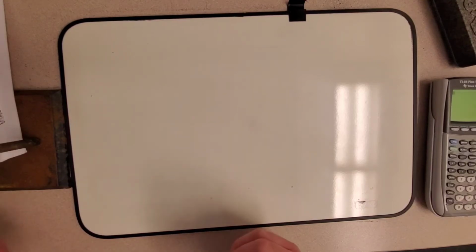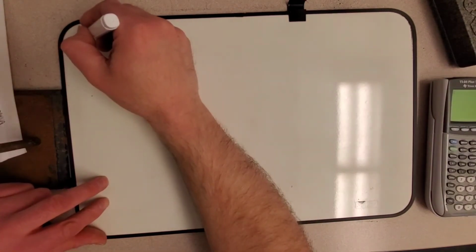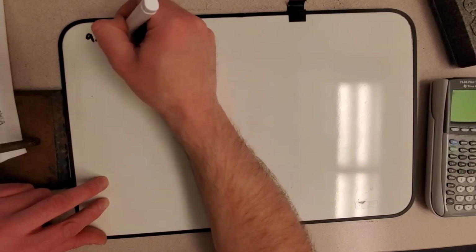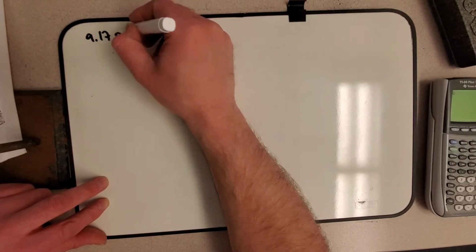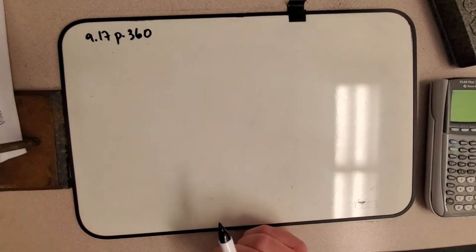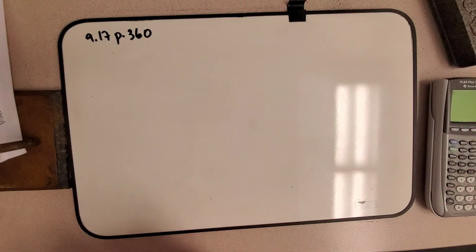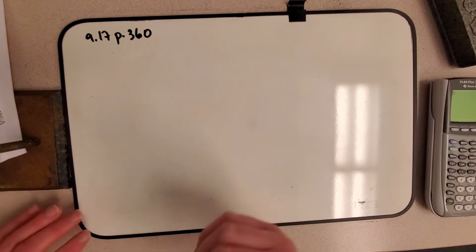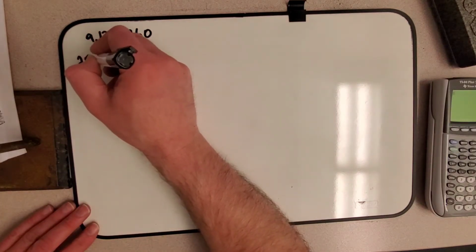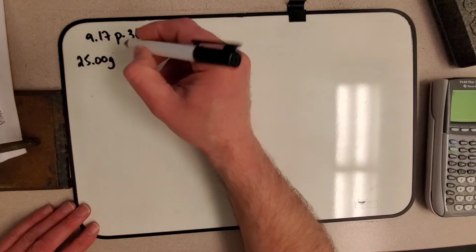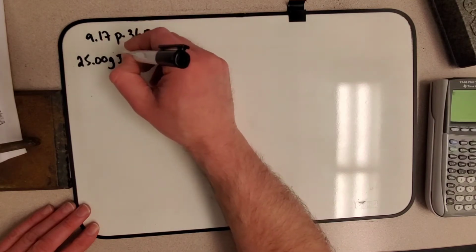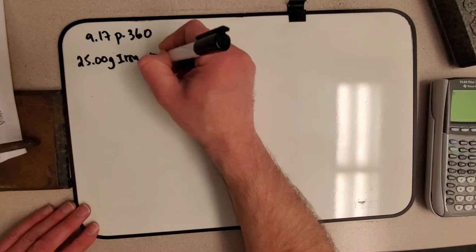Alright guys, so our next example, I'm going to do 9.17 on page 360. This example is similar to the one we just did before. The only difference is they now want us to find how many atoms of the pure substance will be contained in 25.00 grams of the impure substance, and in this case they give us iron ore.